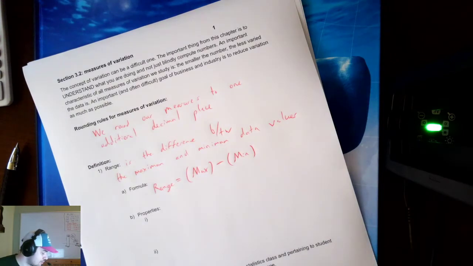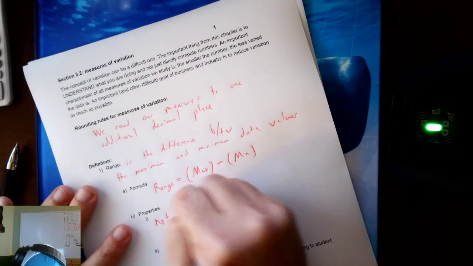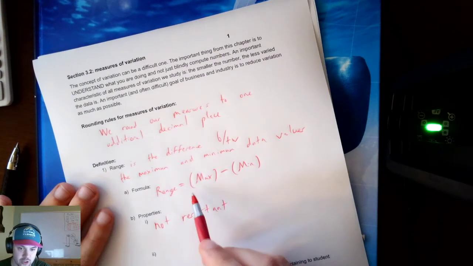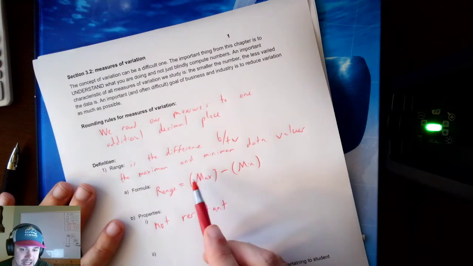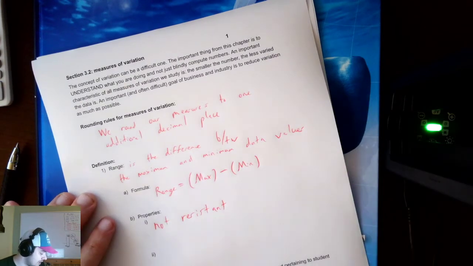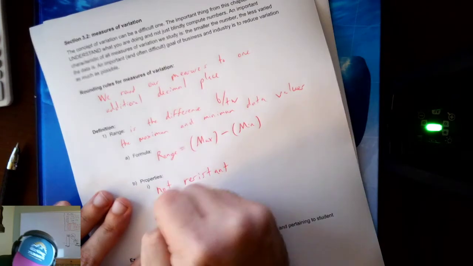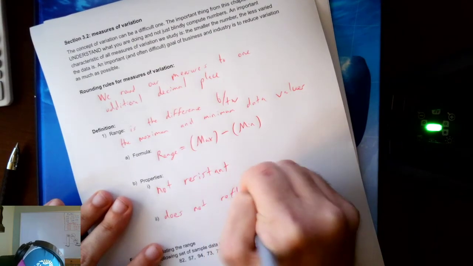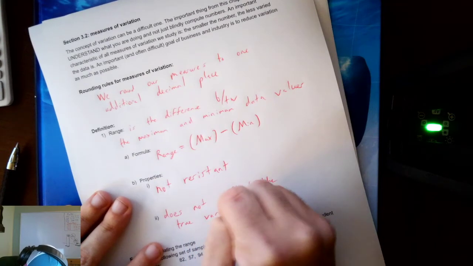It's got some properties. It is not resistant. Outliers have a massive effect on the range, right? If my maximum number is an outlier, that drastically changes my range. Same if the minimum number is an outlier. That drastically changes our range. Also, it does not really reflect the true variation.